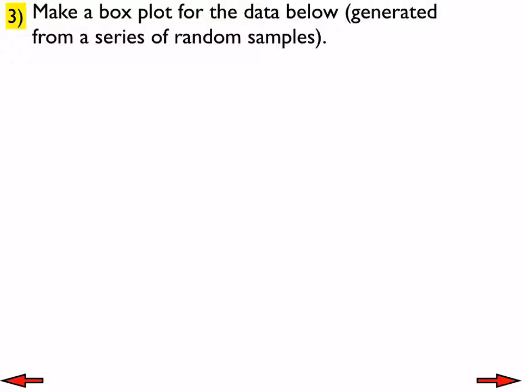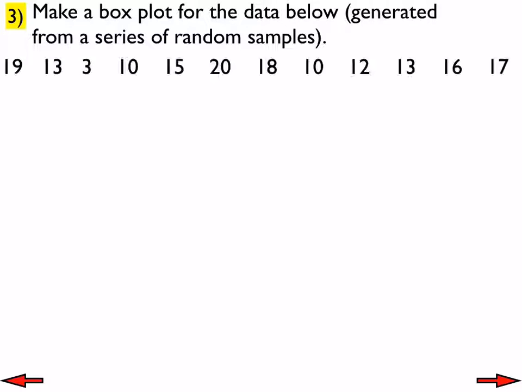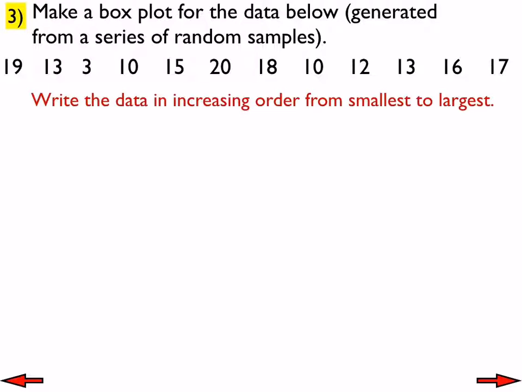All right. Number 3, make a box and whisker plot for that data. I'll get back to you in about 3 minutes. So number 3, we have to start by putting them in order from smallest to biggest. So it should look like this, and you need to make sure you get all those numbers written in there.